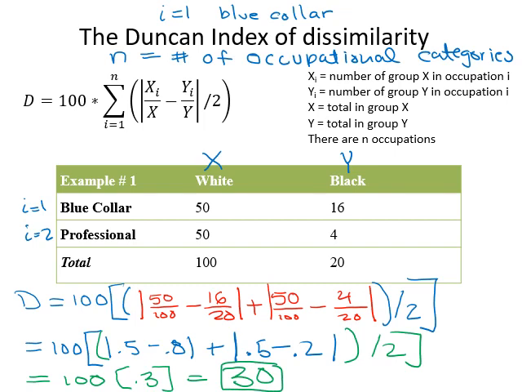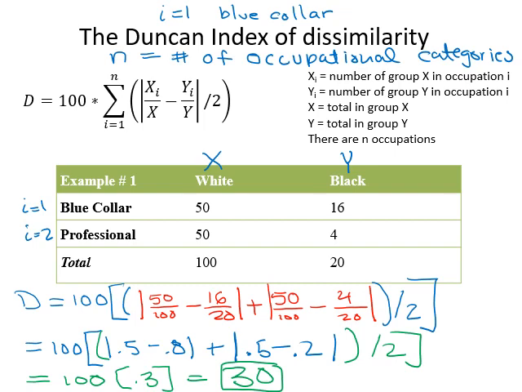So now we need to interpret this, okay? How do we interpret it? Let me talk through an interpretation real quick. What this means is, basically, this tells us the percentage of workers from one group that would have to change jobs in order to make this distribution equal. So it tells us that 30% of black workers or 30% of white workers would have to change jobs in order to make the distributions equal.